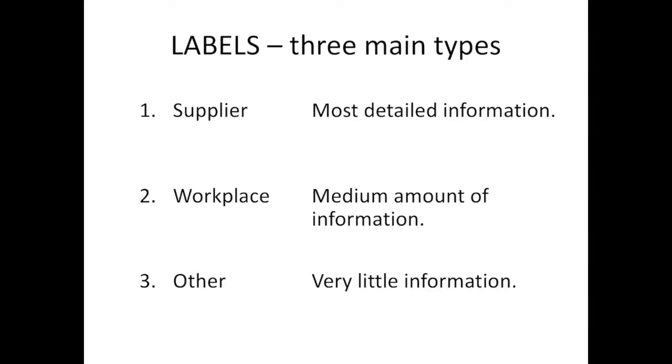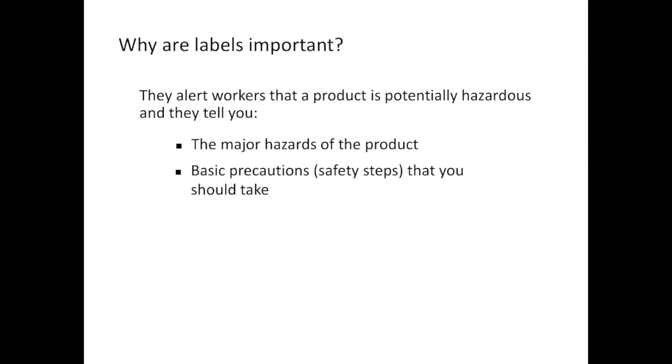Supplier labels are the most detailed. They have a lot of information. The workplace labels have still a fair amount, but much less, and the other labels are going to contain very little information. And labels are important because they let a worker know that a chemical is potentially hazardous. And in addition, they should tell you the major hazards associated with that product and the basic things that you should be doing in order to stay safe.